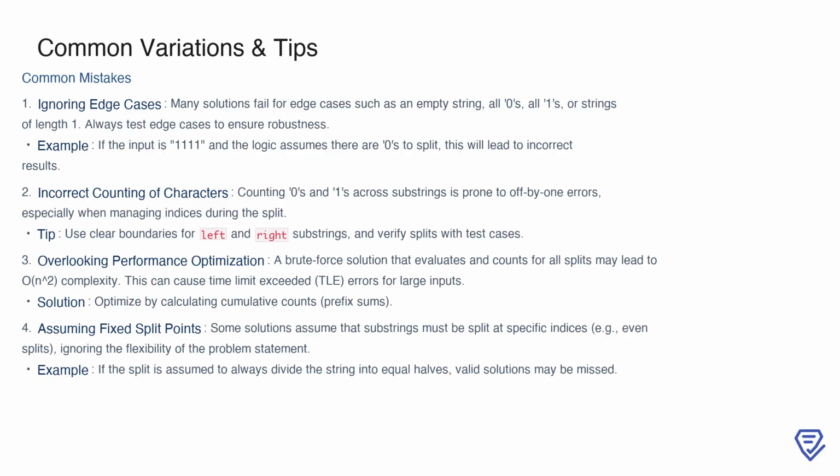Performance optimization is another area where mistakes occur. A brute force approach that evaluates every possible split might seem intuitive but can result in O(n squared) complexity, which is impractical for larger inputs. Instead, you should aim to use prefix sums to compute counts efficiently. Lastly, assuming fixed split points, such as dividing the string into equal halves, can lead to missed solutions, as the problem allows for splits at any index. Always ensure your logic aligns with the problem's flexibility.